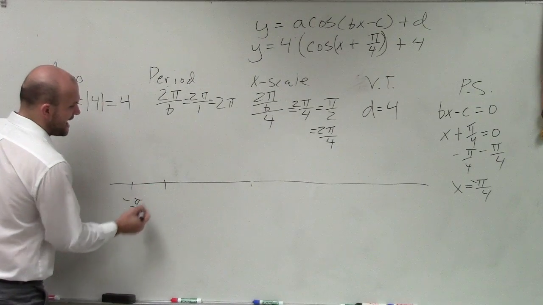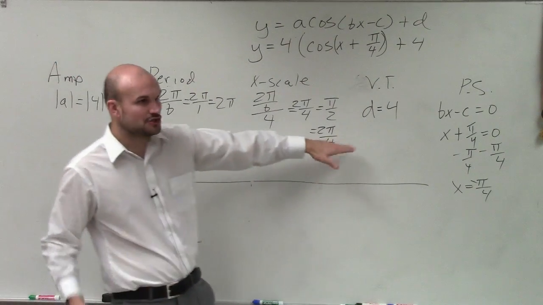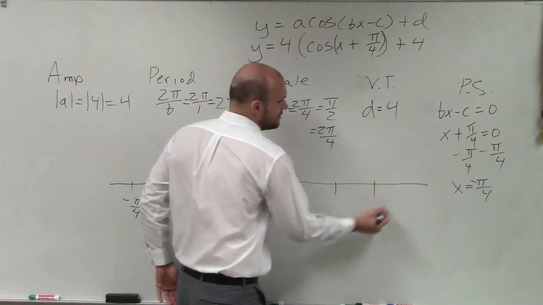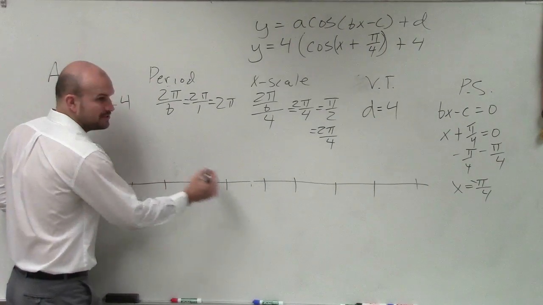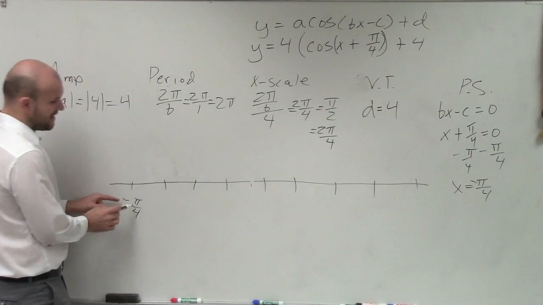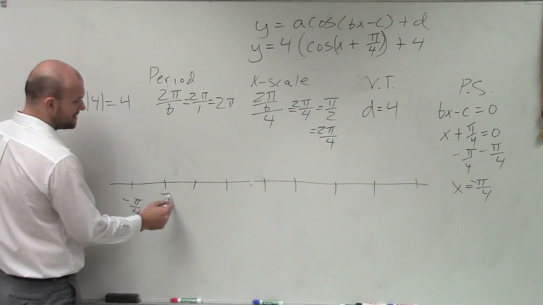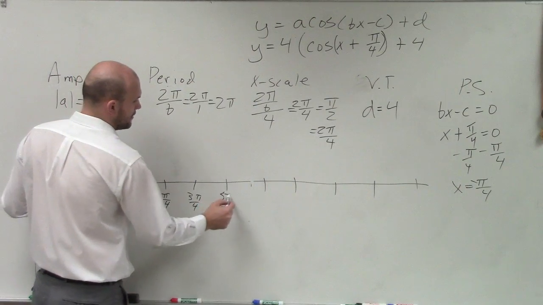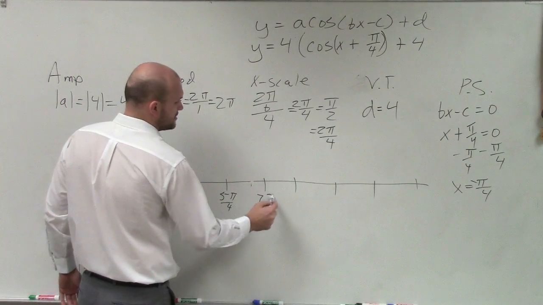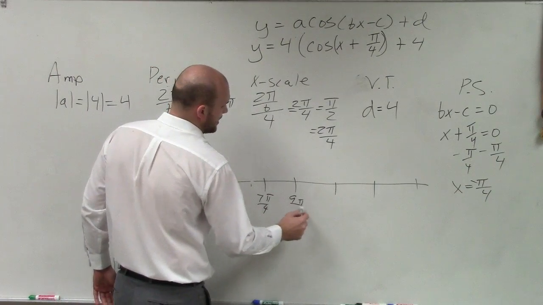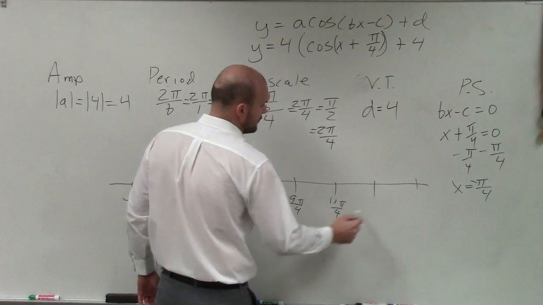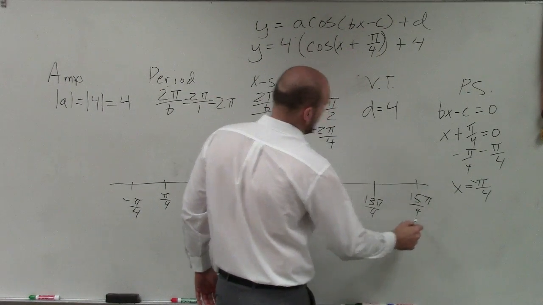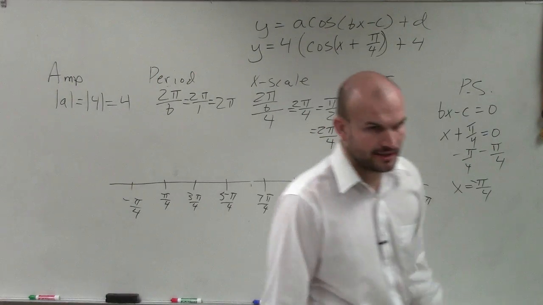So the next one, remember, between each x scale, my x scale is 2 pi over 4. That means between each one of these scales, I'm going to add 2 pi over 4. Does everybody understand that? The distance between each scale is 2 pi over 4. So if I have negative pi over 4 plus 2 pi over 4, that is pi over 4. This one would be 3 pi over 4, 5 pi over 4, 7 pi over 4, 9 pi over 4, 11 pi over 4, 13 pi over 4, 15 pi over 4. And there's really none of them that I can simplify, right?